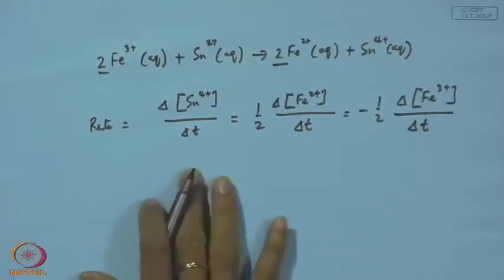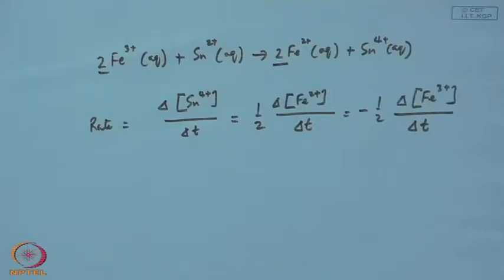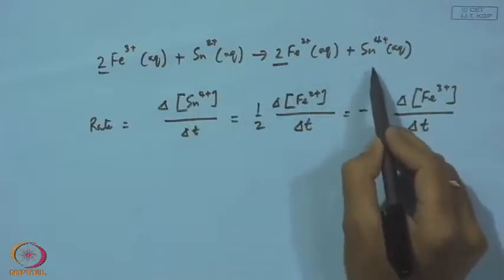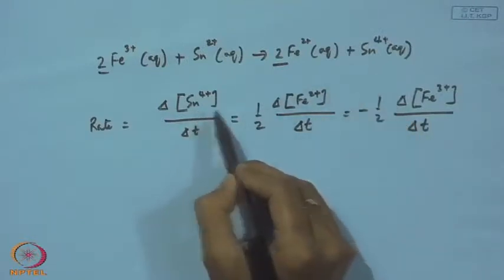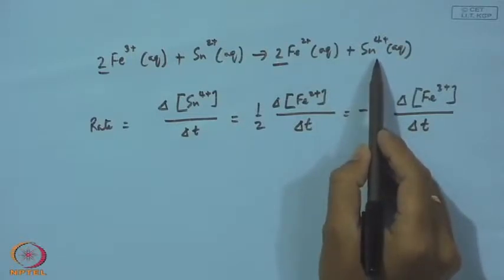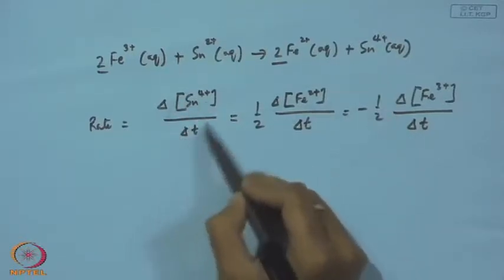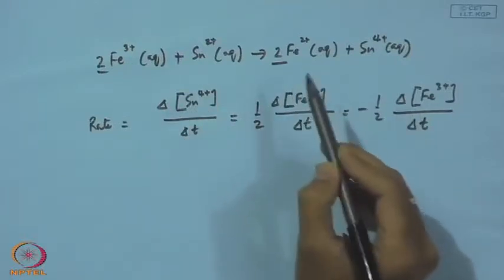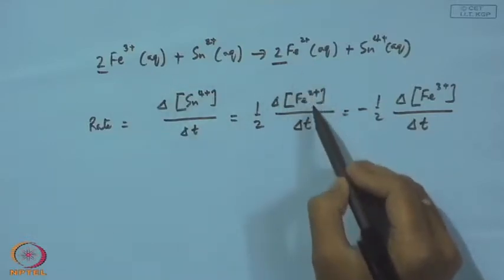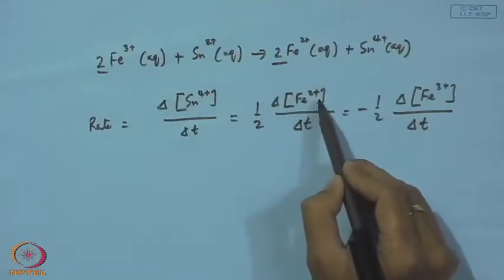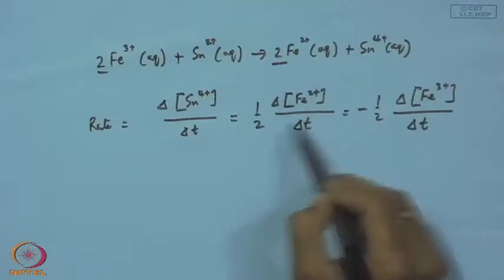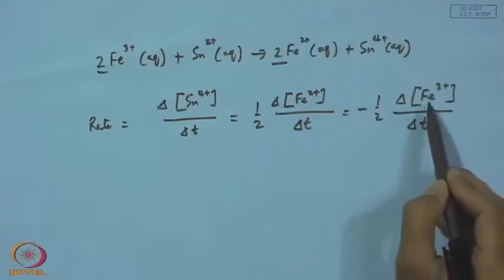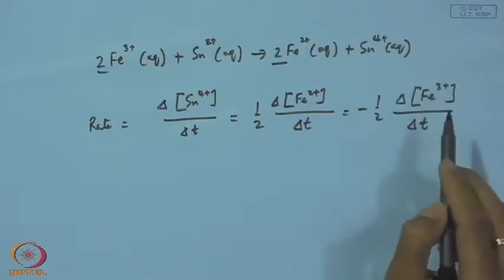So, this way we can express rate in terms of time rate of change of concentration of Sn4+, because at 0 time there was no Sn4+. Therefore, whatever Sn4+ is formed is the net Sn4+ formed. So, from that we can find out the rate. In the same way, we started with Fe3+, but initially there was no Fe2+. So, again your initial Fe2+ is 0. From that we can find out the rate of formation of Fe2+ or the rate of formation of Fe3+, and from that the overall rate of reaction.